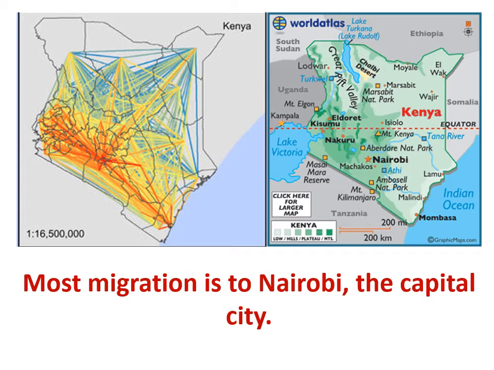So what you'll probably notice is that most migration is to Nairobi, the capital city. Probably not surprising. That's where most people live already. That's where most of the jobs are. That's where most people are going to be interested in moving to.